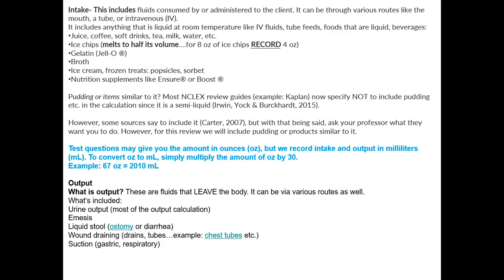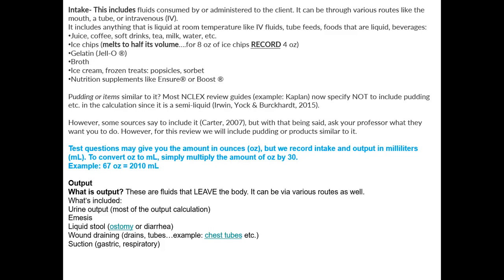Pudding or items similar to it. So pudding used to be considered liquid at room temperature, but now some say it's a semi-liquid and it shouldn't be calculated. Other sources say to include it. With that being said, ask your professor what they want you to do. For this review, we will include pudding or products similar to it, okay? And if we do, count it as a liquid.